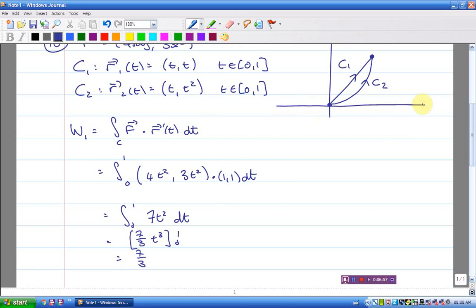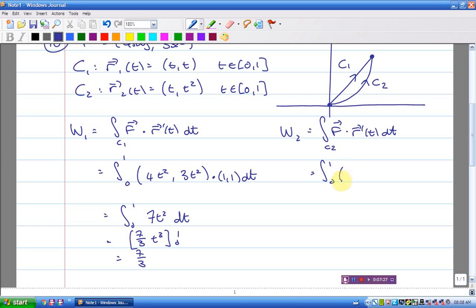Okay, I'm just trying to make a bit of space there. I'm going to do work 2 alongside rather than below. It'll also be F dotted with r dash of t dt along C2 this time. The limits of integration are still 0 to 1, simply because of the way I've parameterized my curve. A different parameterization might have resulted in different values of t.